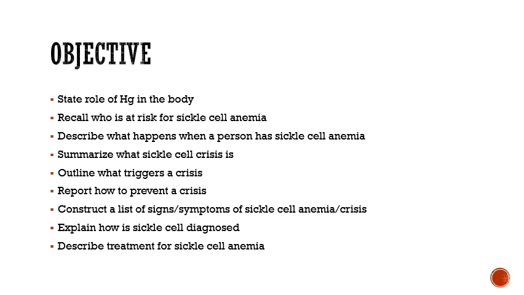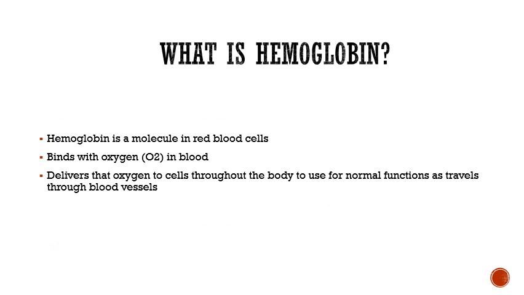Now that you've taken the pretest, here are the objectives for this PowerPoint presentation. After viewing it, you should be able to state the role of hemoglobin in the body, recall who is at risk for sickle cell anemia, describe what happens when a person has sickle cell anemia, summarize what sickle cell crisis is, outline what triggers a crisis, report how to prevent a crisis, construct a list of signs and symptoms of sickle cell anemia and crisis, explain how sickle cell is diagnosed, and describe treatment for sickle cell anemia.